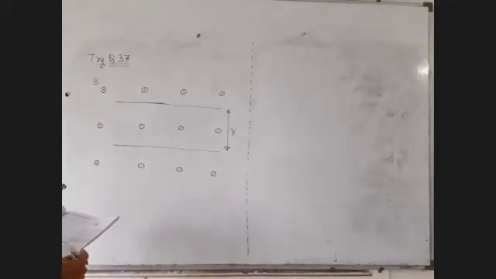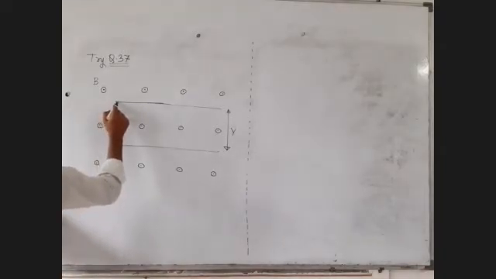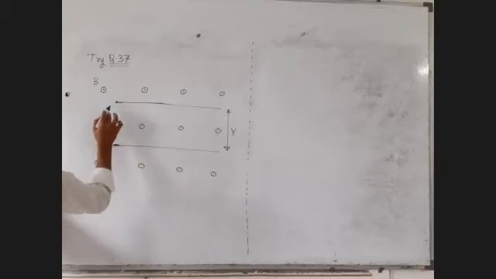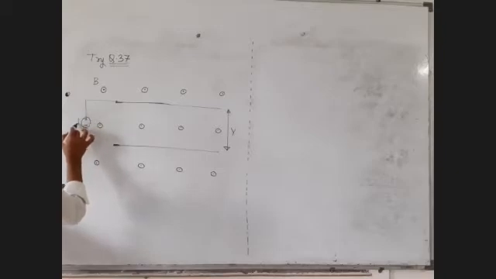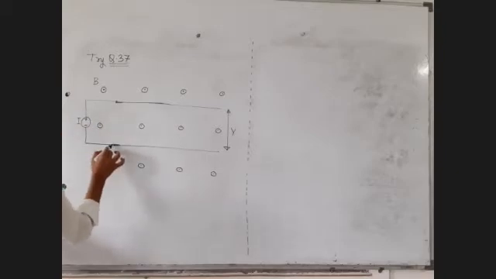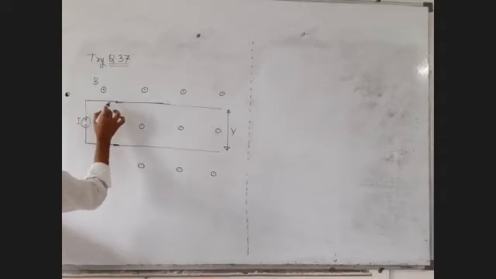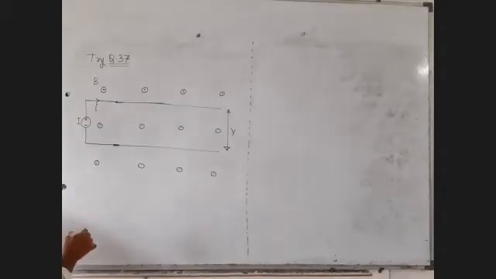The wire of mass small m can slide on these rails. The rails are connected to the constant current source. These are the rails, right? Now these rails have been connected to the constant current source. They have shown it like this. I will show it like this. This is a constant current source. Some constant current is being delivered by this source. Let's say small I is the current which is given by this.